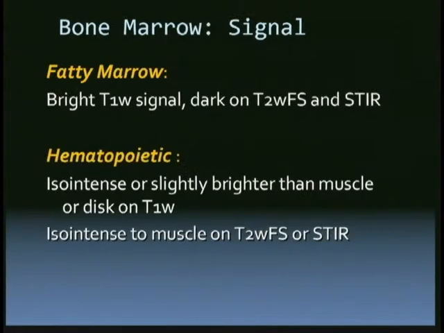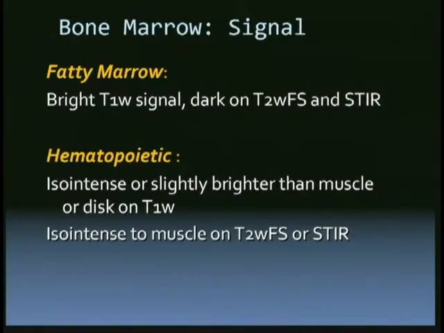The signal intensity of normal marrow, well, the fatty marrow, it's easy. It will be a bright T1 signal, which will become dark on the T2 fat-sat sequences or the STIR sequences, whereas the hematopoietic marrow, we like to compare it to the adjacent muscle. So compared to muscle, it should be isointense or slightly brighter than the muscle. And if we don't have muscle in the spine, we can compare it to a normal disc. So it should be brighter than a normal disc.